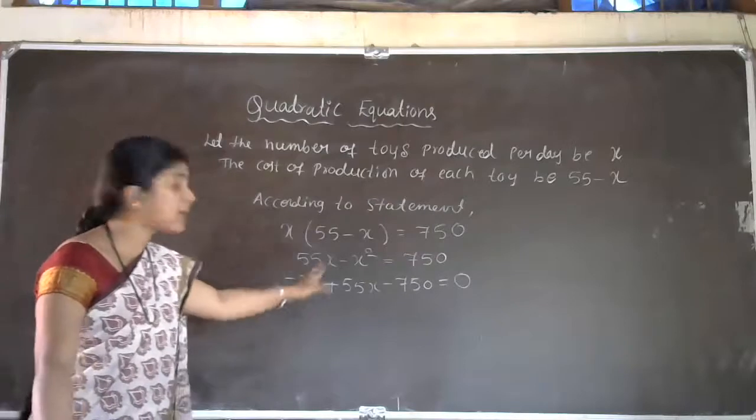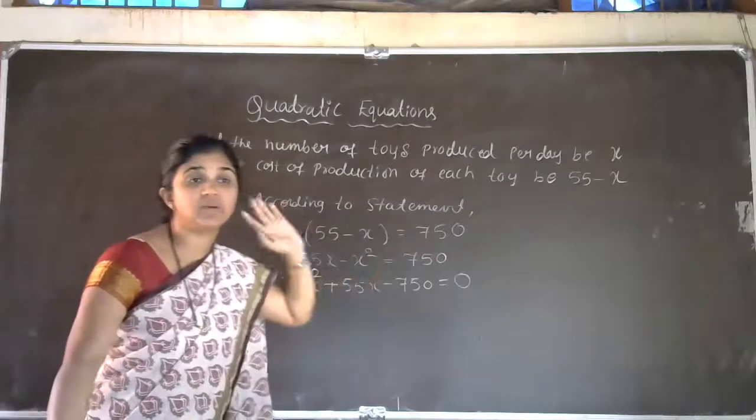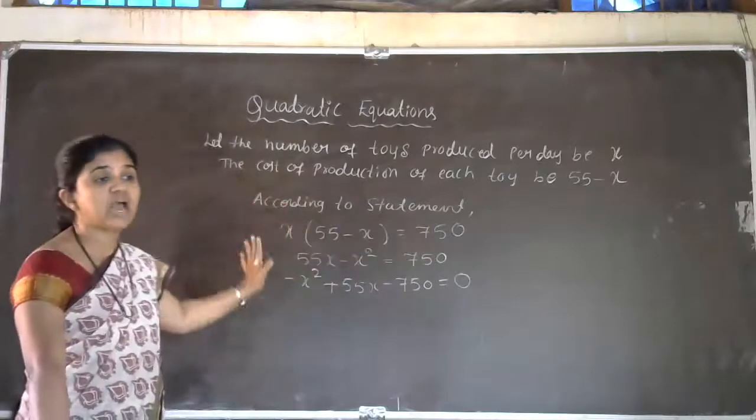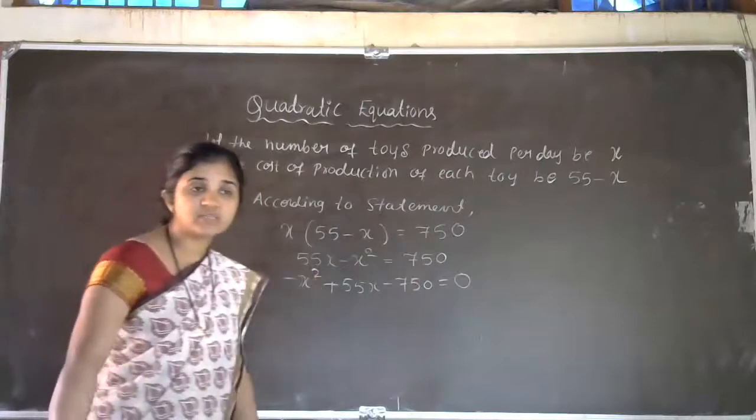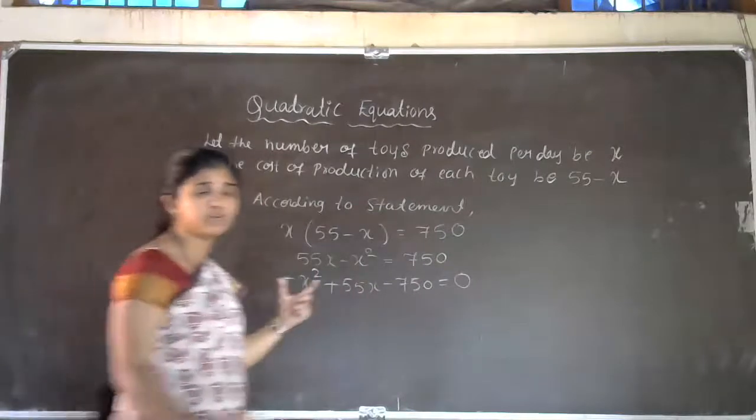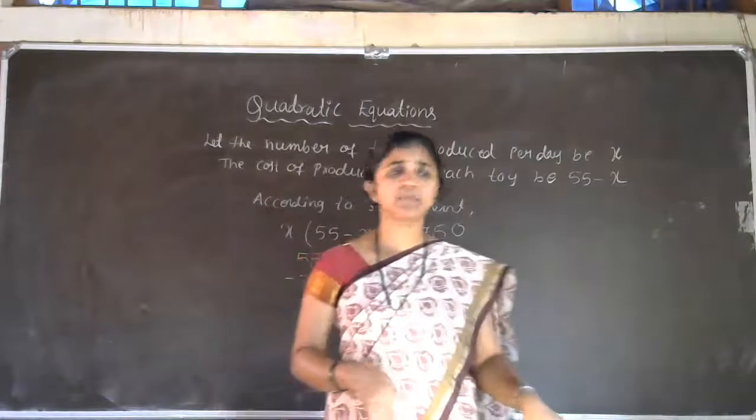ax square plus bx plus c is equal to 0. Now this is in the standard form. Got the idea of this? Do you have any confusion regarding this? This is a very simple question, no?